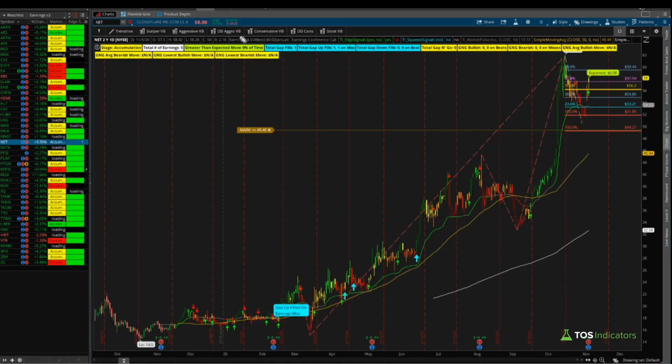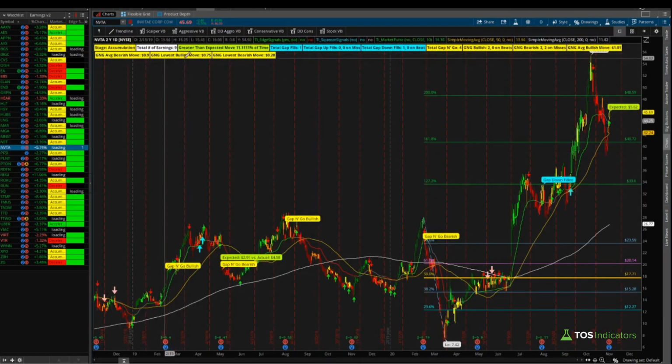Next up, we have Cloudflare. Cloudflare blew through their earnings, but let's take a look here to see what the results are showing us. So we have 5 total earnings as a result of this 2-year daily chart. Only 1 gap fill, 0 gap and go, so nothing that screams out there. Keep going down the line.